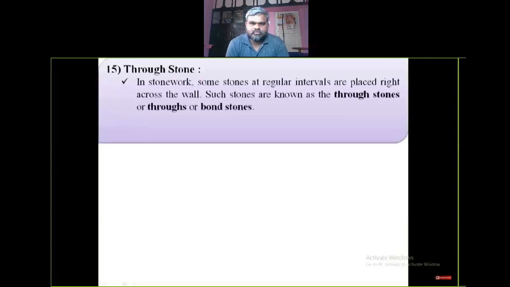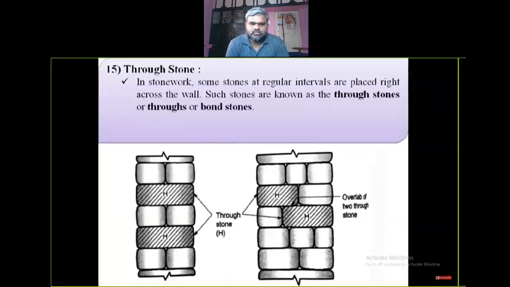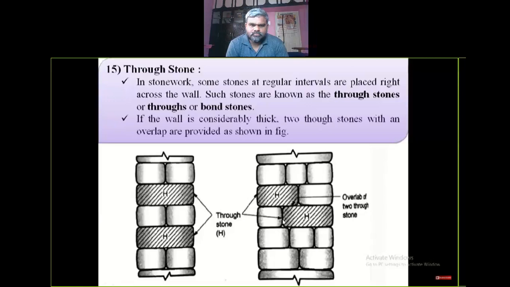Next one is through stones. In stone work, some stones are taken through the full thickness and placed right across the wall. Such stones are known as through stones or headers or bond stones. In this image, you can see these are the through stones. If the wall is considerably thick, two or more stones with an overlap are provided. So in the second image you can see the overlap of two through stones.